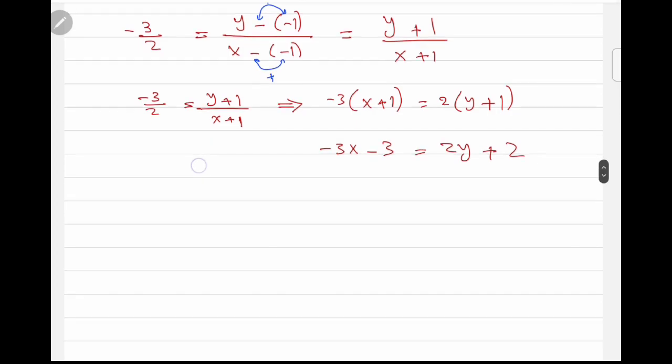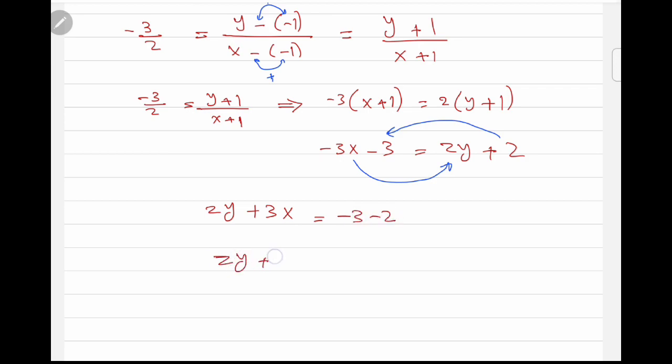Now we can combine like terms, or basically let's get all the variables on one side and all the constants on the other side. So let's take this to the other side and this to this side. So we get the first equation, which is 2y plus 3x equal to minus 3 minus 2, or 2y plus 3x equal to minus 5. And let's call this the first equation.